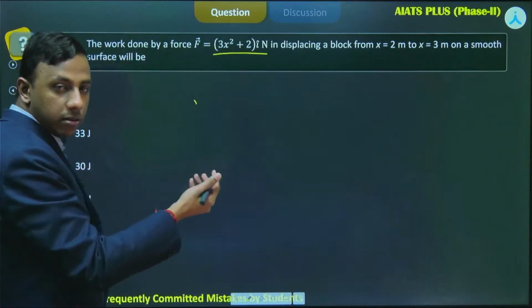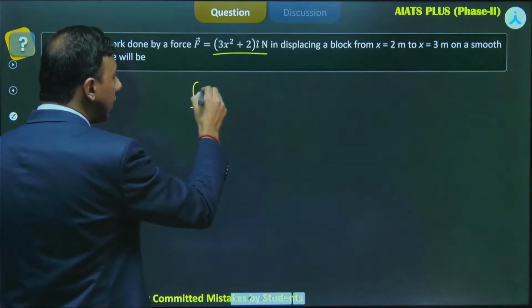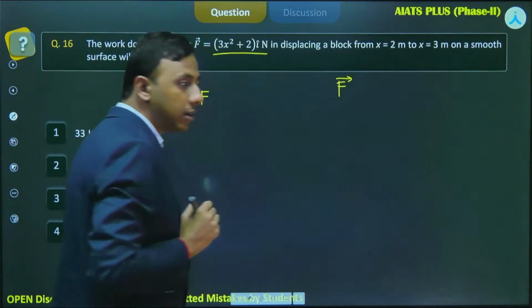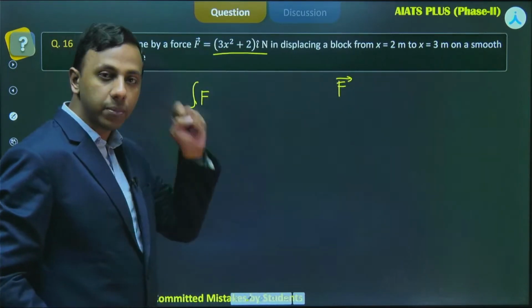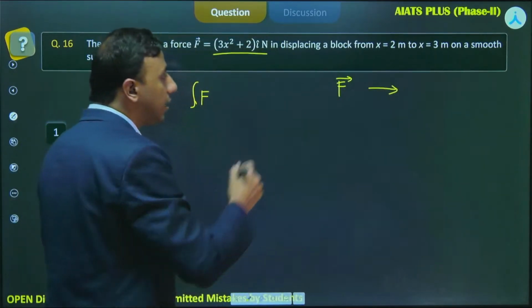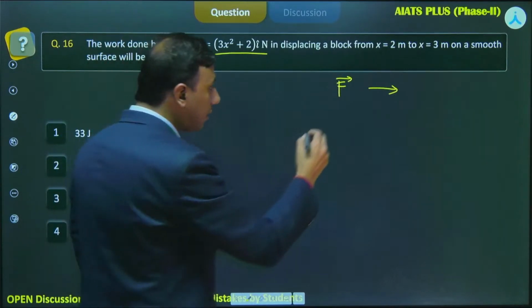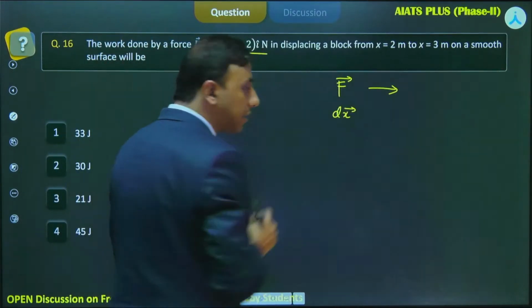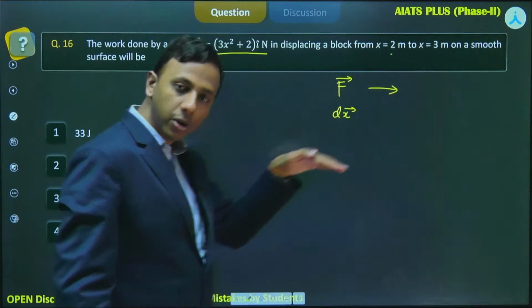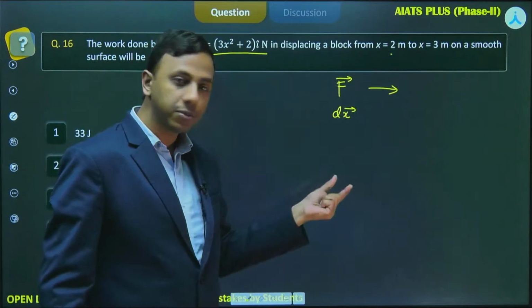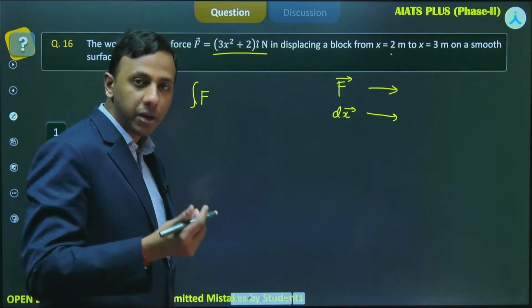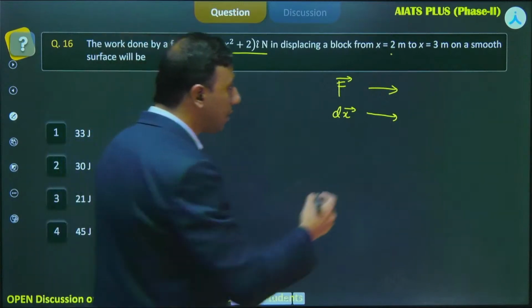So which work done formula would we be using? F vector dot dx vector. If you see this F vector, what is its direction? It is along i cap, let's say along this direction. And what about the dx vector? We are moving from 2 meter to 3 meter, again along the x-axis. So dx vector is also along the x-axis, in this direction. That means F vector dot dx vector, what would it become?